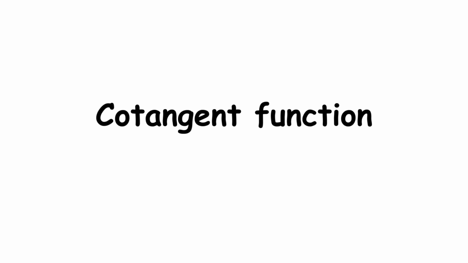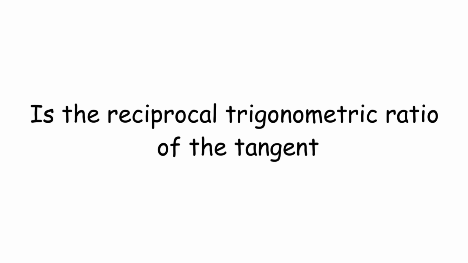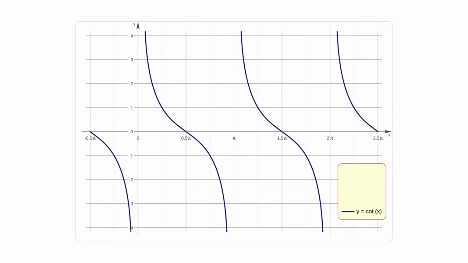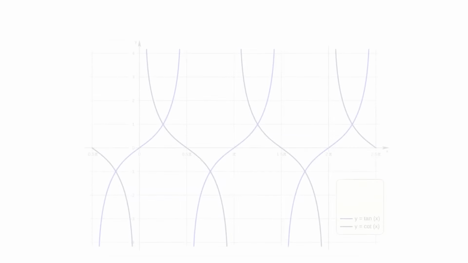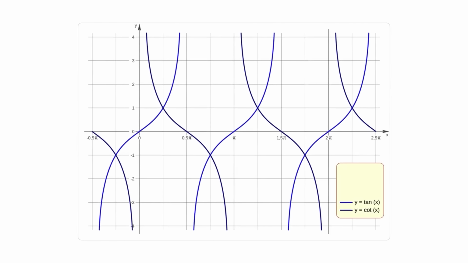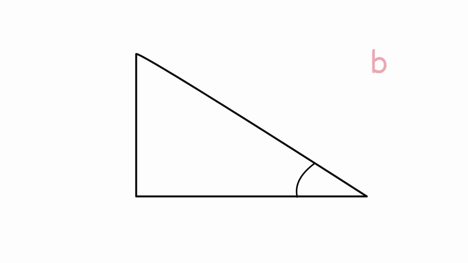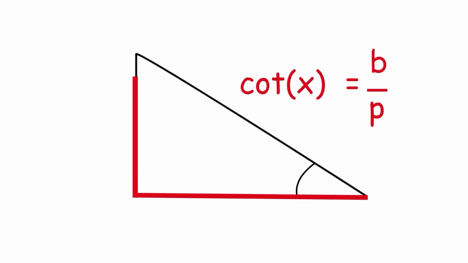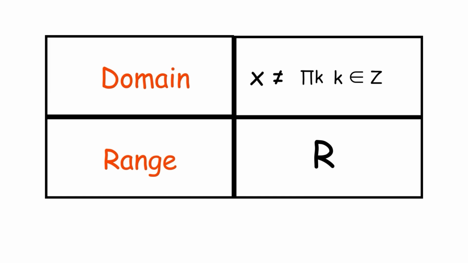The cotangent, abbreviated as COT, CTA, or COTG, is the reciprocal trigonometric ratio of the tangent, or also its multiplicative inverse. Its graph is... The cotangent, being the reciprocal of the tangent, can be defined as the ratio of the adjacent side to the opposite side to the angle in a right triangle. Its range is all real numbers.